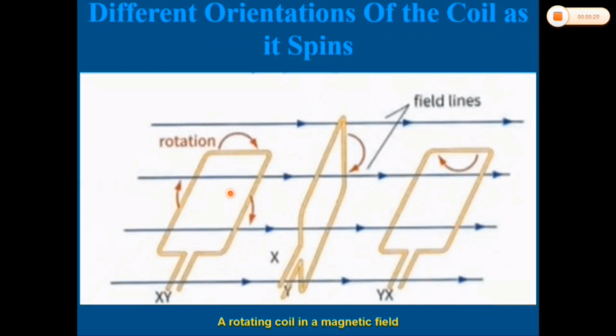As the coil moves through the vertical position, what will happen? The rate of change of flux is 0. The sides of the coil are moving parallel to the field lines. So when the sides of the coil are moving parallel to the field lines, not cutting them, then what will happen? There is hardly any change in the flux linkage. Okay.